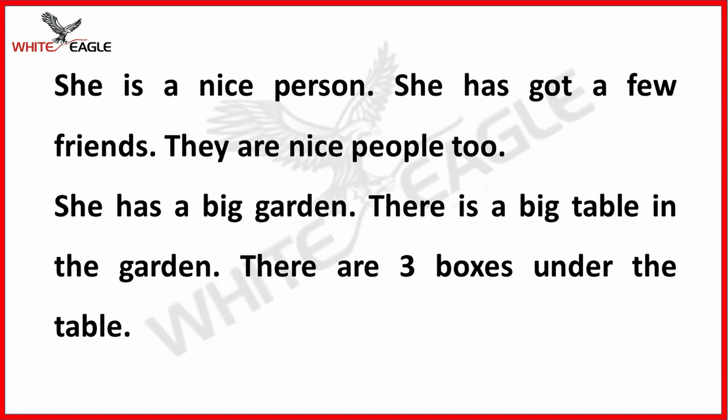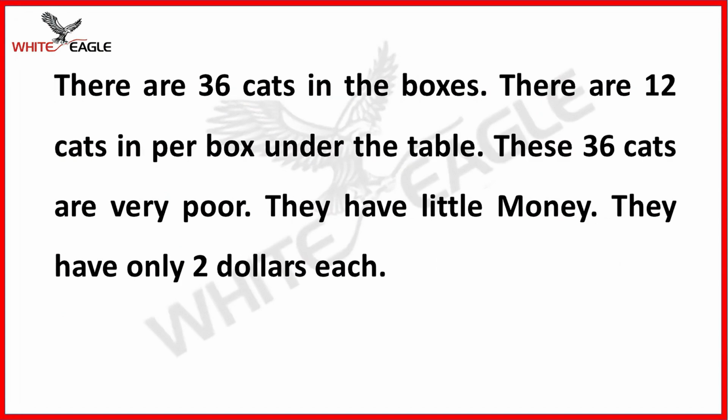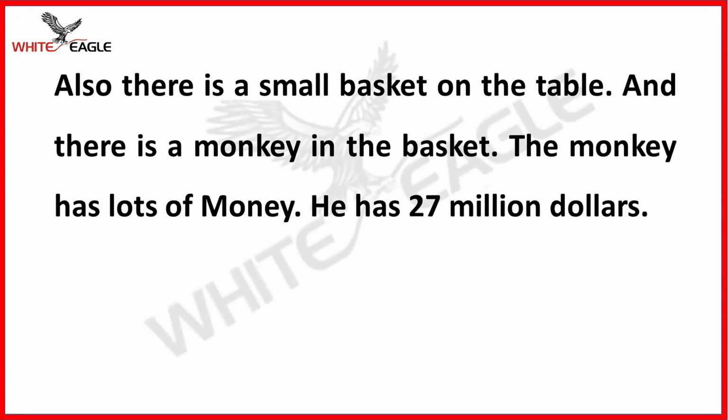There is a big table in the garden. There are 3 boxes under the table. There are 36 cats in the boxes. There are 12 cats per box under the table. These 36 cats are very poor. They have little money. They only have $2 each. Also, there is a small basket on the table, and there is a monkey in the basket. The monkey has lots of money. He has $27 million.